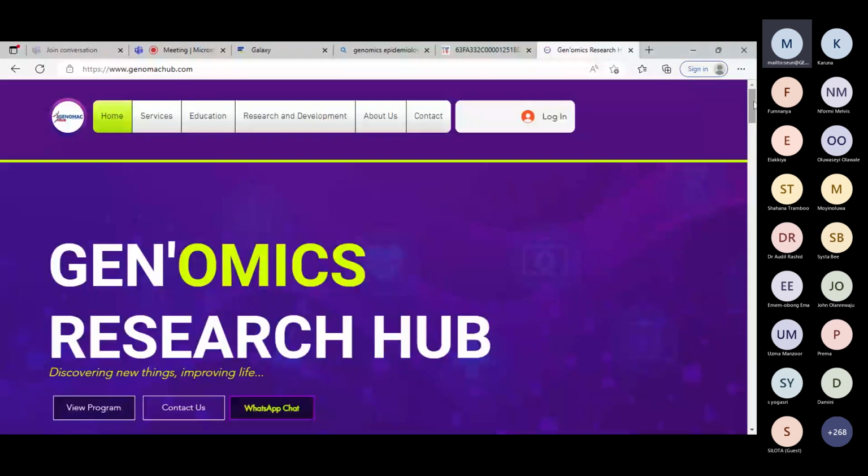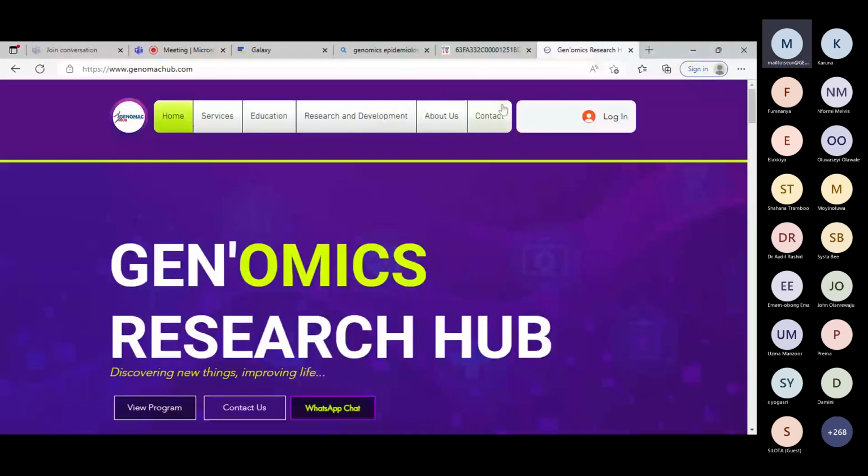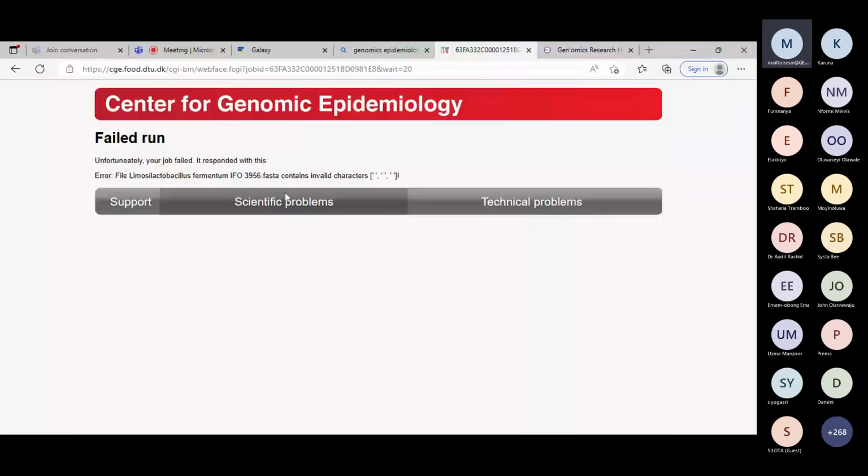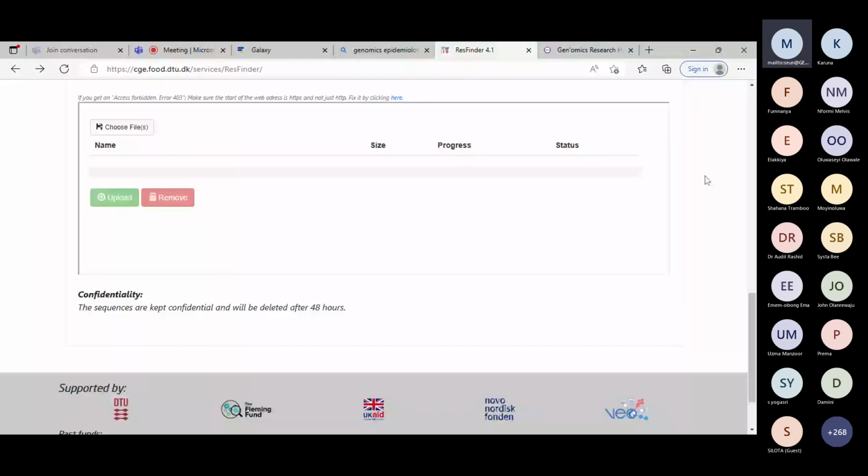But before then, we want to see the result from this. Oh, it says the result failed. Can we try it again and see what the problem is? At times it happens. So let's see.